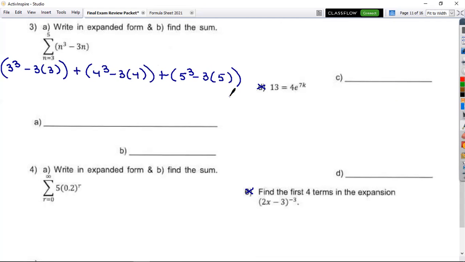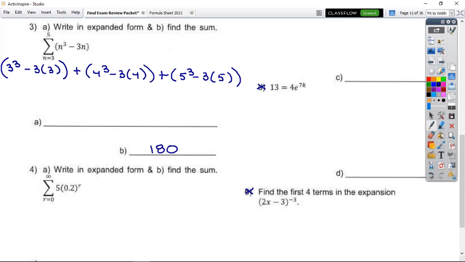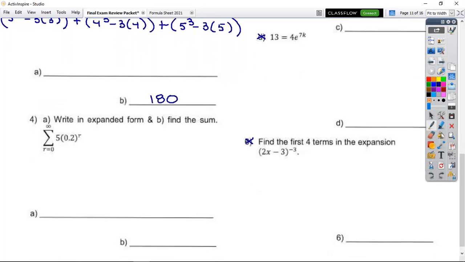And the answer comes back as 180. So your expansion would be your answer right here to part A. You don't have to recopy it unless you'd like to. And then that adds up to 180. So next, number 4. Same thing, write it in expanded form, find the sum.